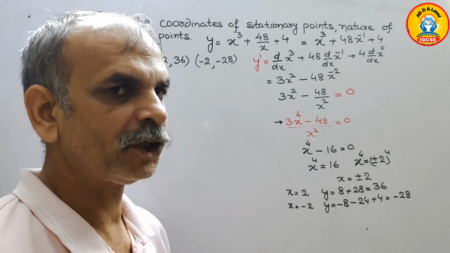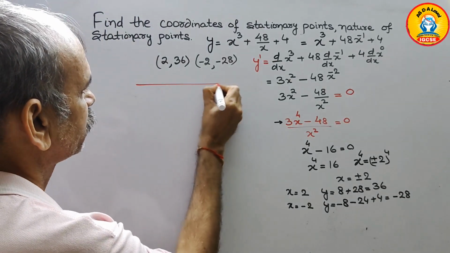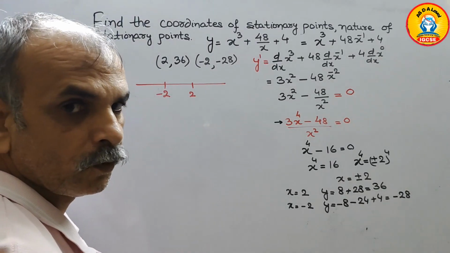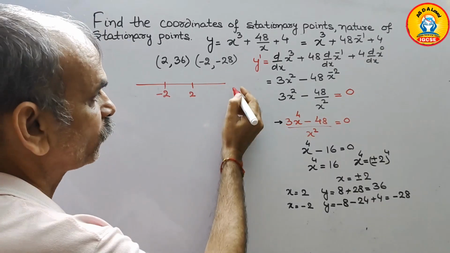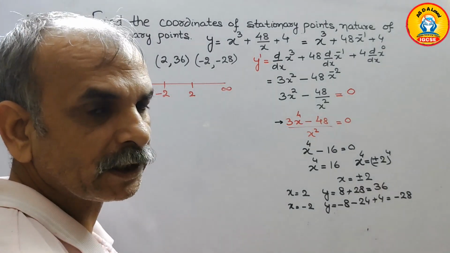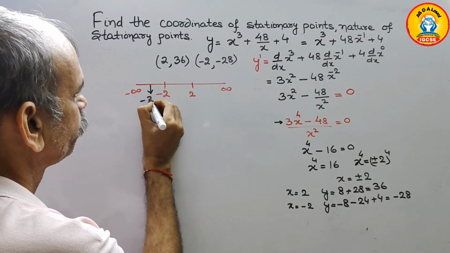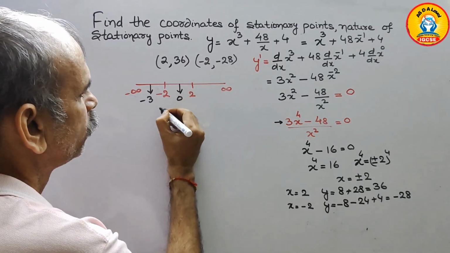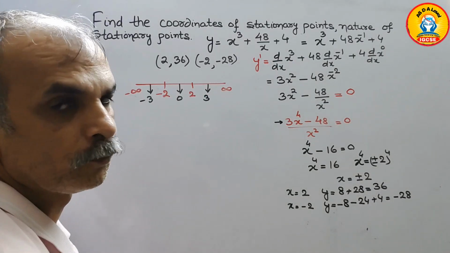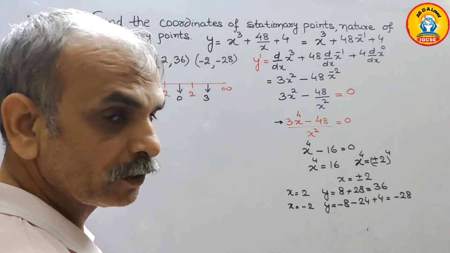Now we will find the nature. For nature, we will draw a number line. The number line is like this. This will be minus 2 and this will be 2. This is your x-axis, this will be your infinity, and this will be your minus infinity. Now we will take points in between them. Here we will take minus 3, here we will take 0, and here we will take 3. We will substitute those values here.